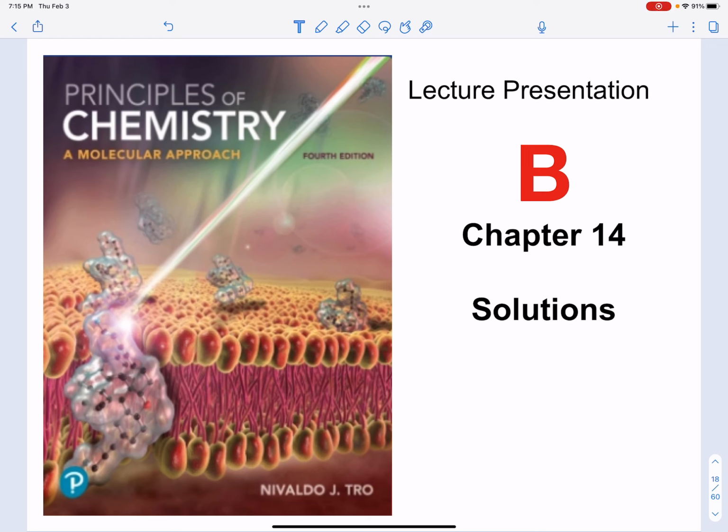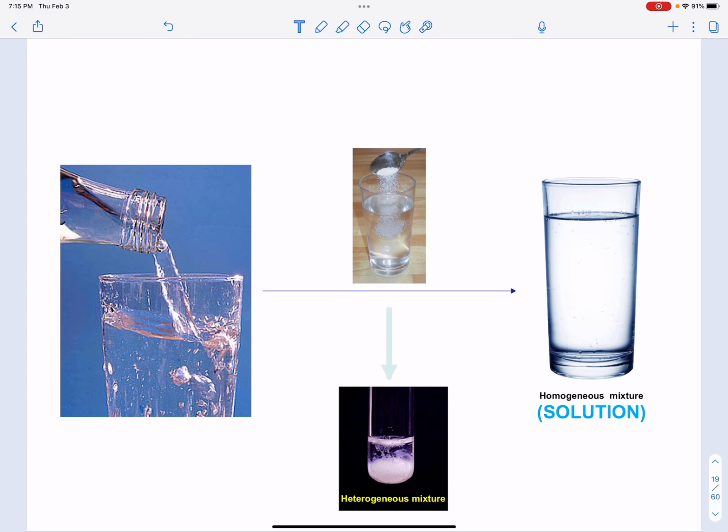Welcome back. As we continue with chapter 14 on solutions, let's review what we have done so far. You have a solvent, which is what we have in here, which you can see is a lot more of what you're trying to dissolve. So the solvent is the one in the highest quantity. The solute, what you're trying to dissolve, is in the lower quantity.